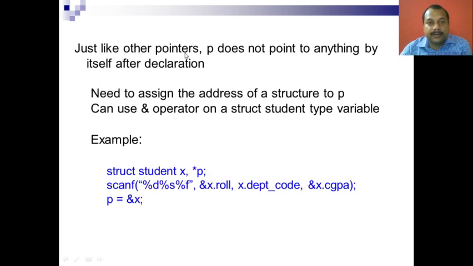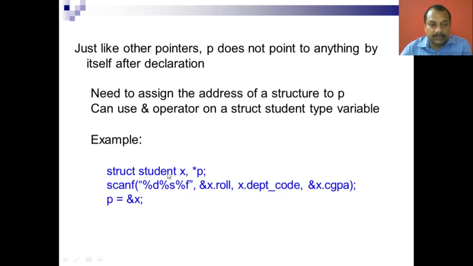Just like other pointers, p does not point to anything by itself after declaration. We need to assign the address of a structure to p. We can use the ampersand operator on a struct student type variable. For example, struct student x, where this is the struct student variable.